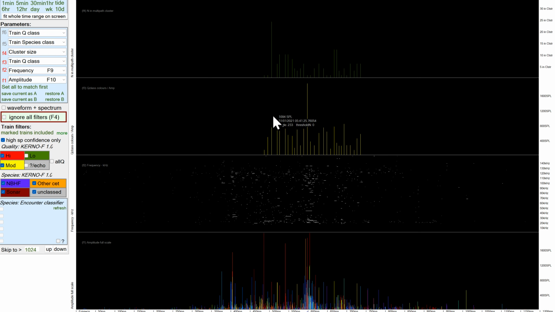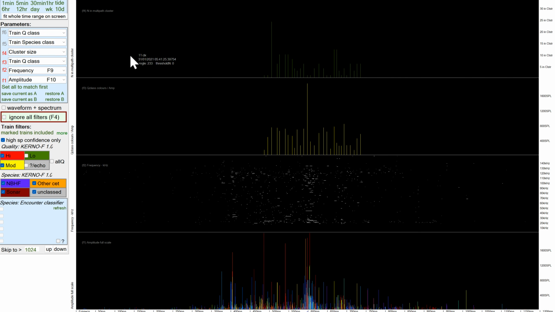Yeah, that's the number in the multipath cluster up here, and you can see it's jumping around a bit. In the previous picture where we were looking at porpoise click trains, these were generally quite coherent through the train. They stepped up and down, but they didn't jump around in quite such an irregular way.